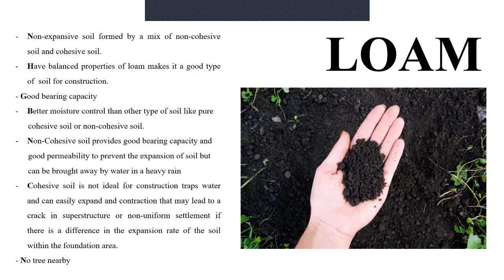Non-cohesive soil like gravel or sand has good bearing capacity but is easily flushed by water if there is heavy rain. Cohesive soil, in contrast, has a poor bearing capacity and a high expansive index that may cause cracks or differential settlements. Also, around the site, there is no tree nearby.